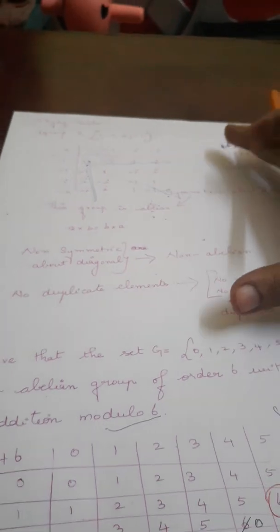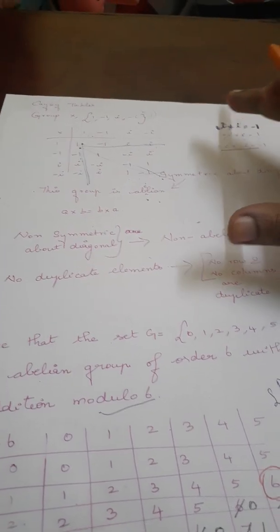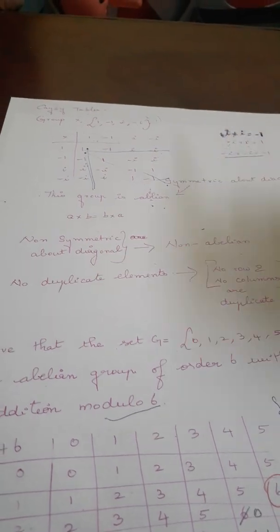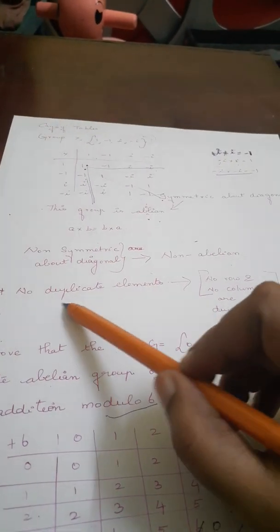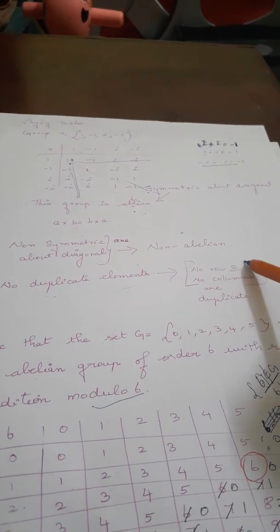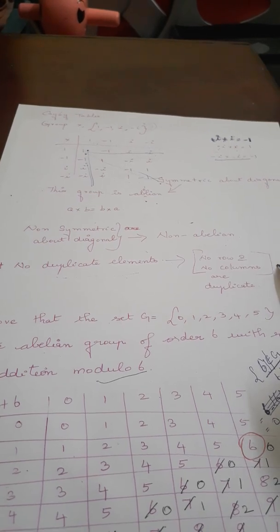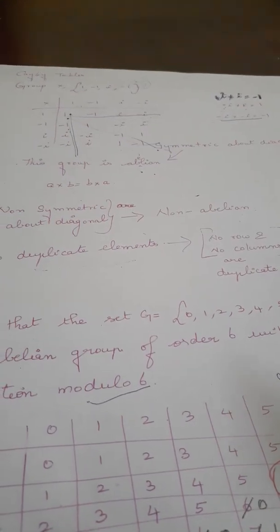So from this part, one thing you have to remember, it's just an introduction about groups: there should not be any duplicate elements in the group. No row should have duplicate elements and no column should have duplicate elements. So this is just an introduction about groups.